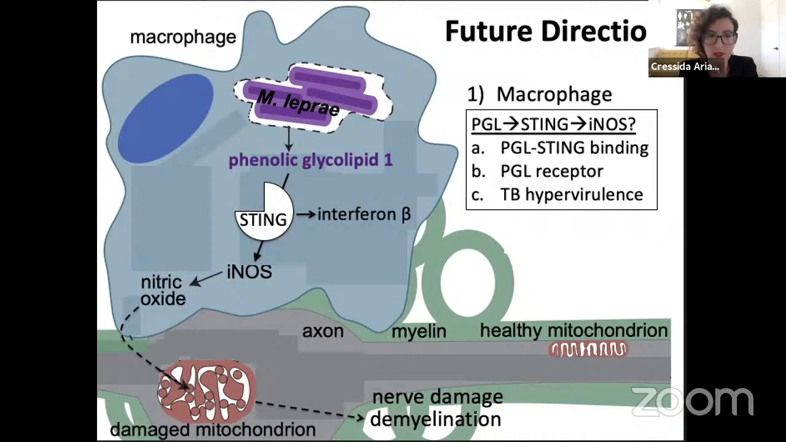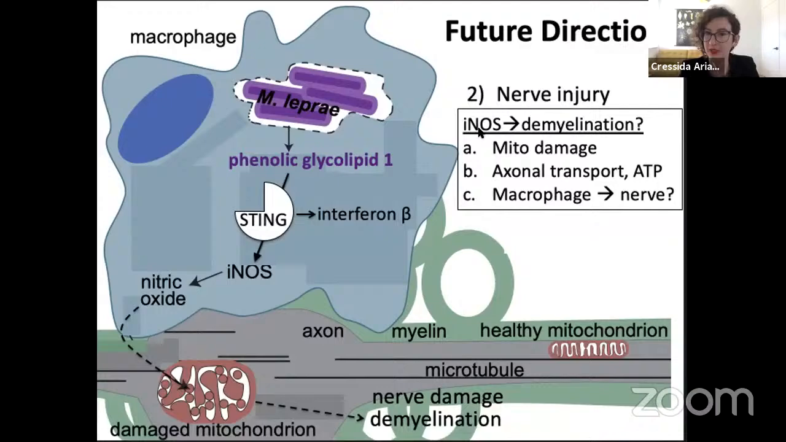I also want to know more about how upregulation of inducible nitric oxide synthase contributes to demyelination. We've got two pathways that could be occurring here, right? One of them is direct injury of the mitochondria within axons by nitric oxide that's produced by macrophages. But the other pathway could be direct injury to myelin. Myelin is, of course, a lipid. Lipids can undergo oxidation in response to reactive oxygen and nitrogen species. So we want to look at how those two pathways potentially interact with each other.